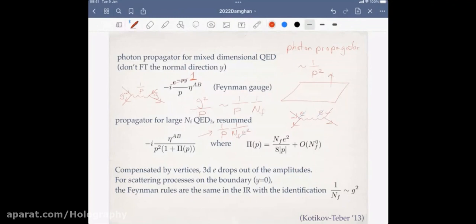Okay, and so if you do this a little bit more carefully, you can see there's a kind of perturbative equivalence, well, resummed on the large NF 3D side, that maps all the Feynman diagrams in this mixed dimensional case to the Feynman diagrams in the 3D case, with this particular identification that 1 over NF is g squared, which is very familiar to people who love AdS/CFT, who know that 1 over the number of colors squared is g string. It's a very similar kind of relation. So I thought that was very neat when I saw that for the first time.